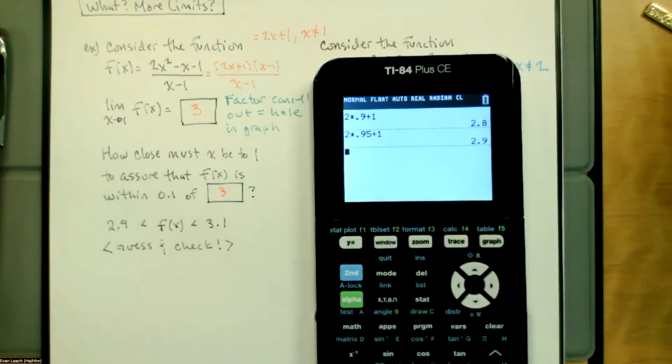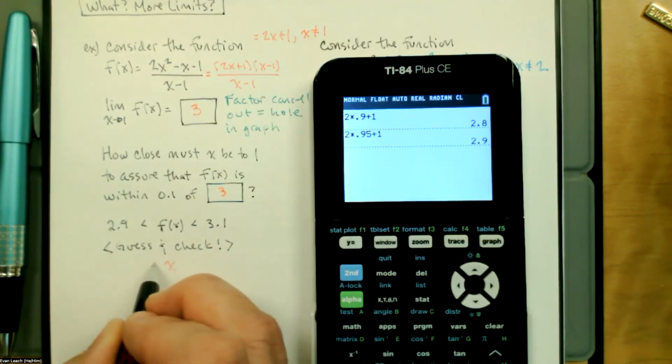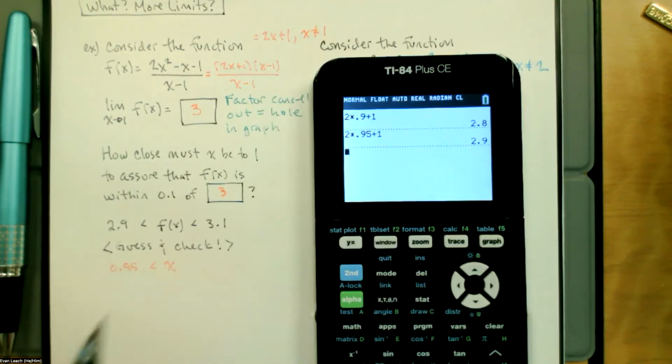So it looks like on the bottom end, with our fancy guessing and checking, if x is at the low end, 0.95, we'll end up at 2.9, which is 0.1 from 3. It's not within 0.1 of 3, but it's the edge. So we'll just have to be strictly closer, greater than 0.95.